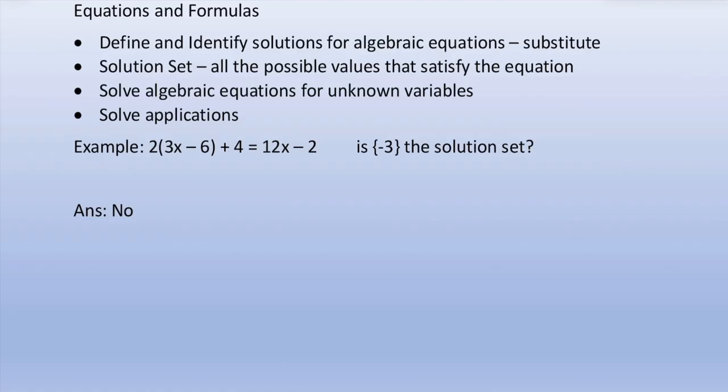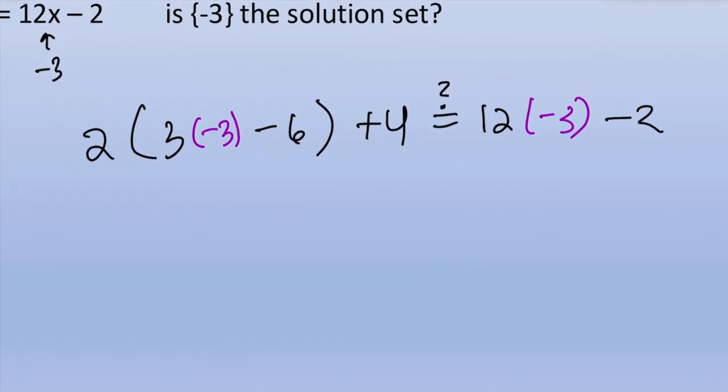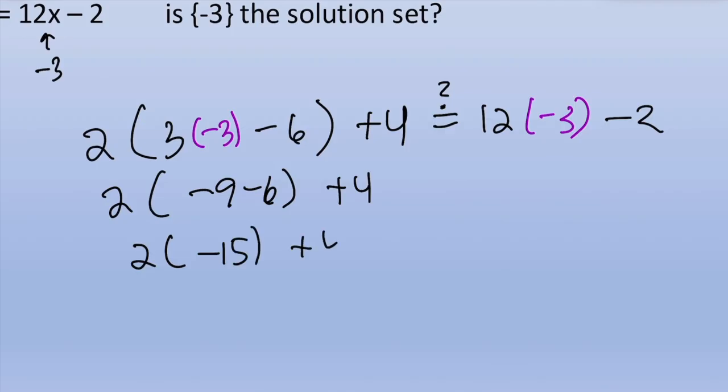So all of the x's need to become a negative 3. So we're going to get 2 times 3 times negative 3 minus 6 plus 4. Does that equal, and I'm going to put a little question mark there, 12 times negative 3 minus 2? Now let's do each side separately, following the order of operations. We would get 2 times negative 9 minus 6 plus 4, which is 2 times negative 15 plus 4, which is negative 30 plus 4, which is negative 26.